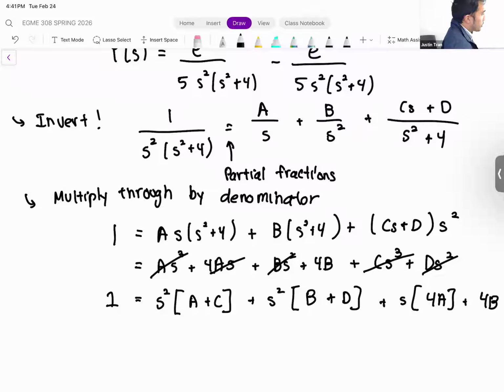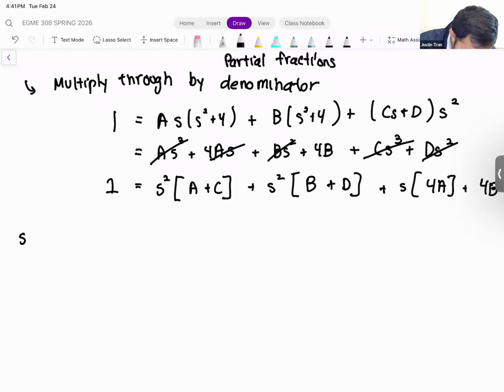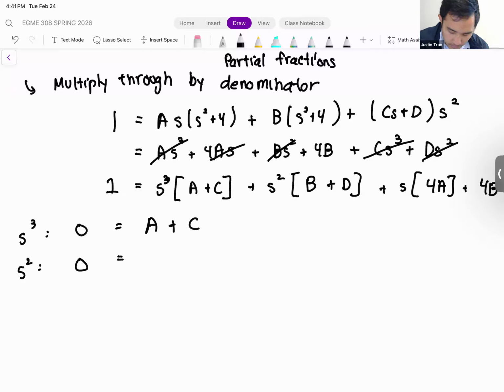All right, so let's go ahead and set up our system of equations. So we're going to equate basically the terms on the right-hand side and the left. So for our s cubed, on the left-hand side we don't have any contributions to s cubed, so the left-hand side is going to be 0. And on the right-hand side, we have just a plus c. For s squared, we also don't have any contributions on the left-hand side, so that's going to be 0. And this is going to be equal to b plus d.